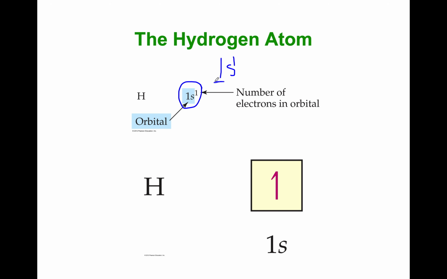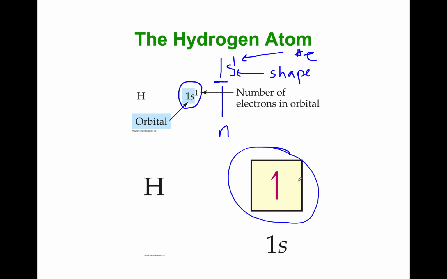So this number 1 is the principal quantum number, n, okay? The s, remember, is the shape, and that's the number of electrons. So 1s1 has the principal quantum number of 1, so it's the first energy level, and it's in the spherical shape, and there's 1 electron there. And this is the orbital diagram. We have a box, and there's 1 electron, and it's customary to write the electron facing up.